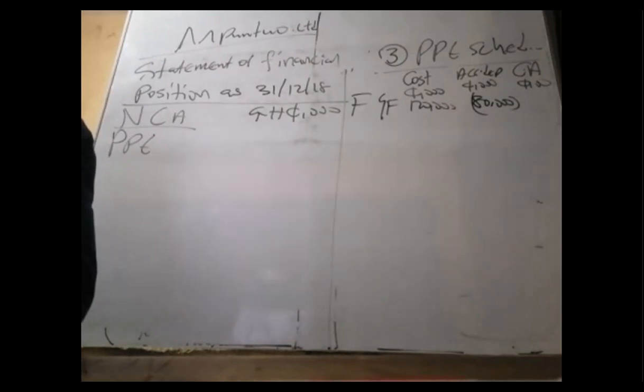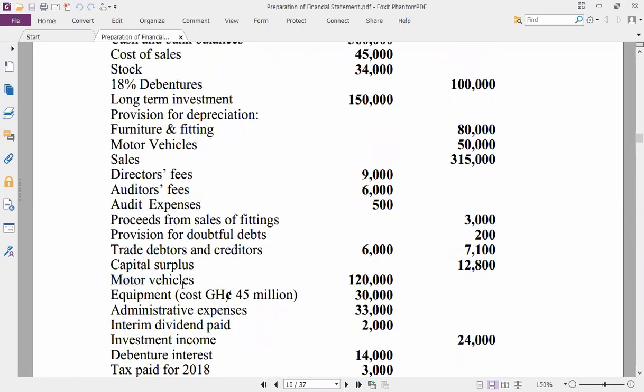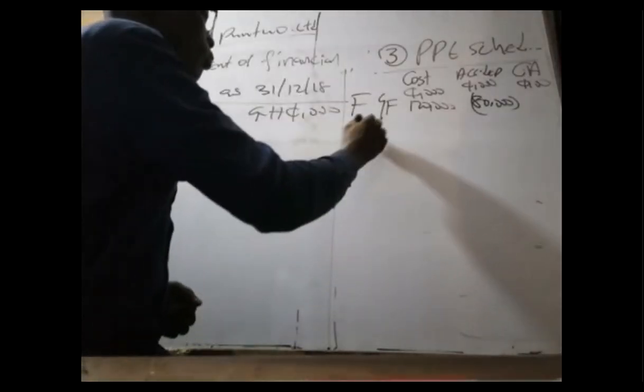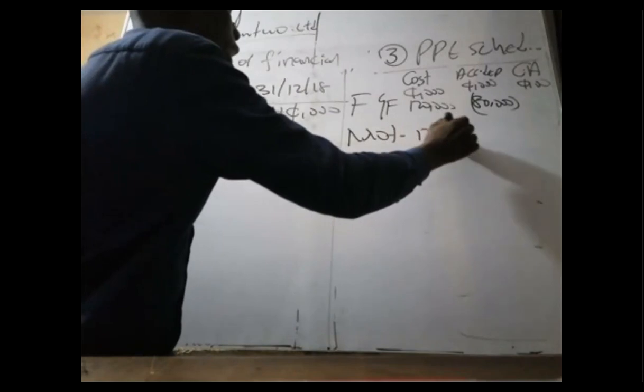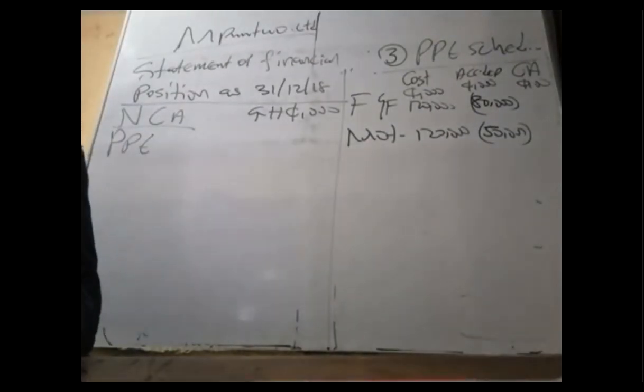Okay, so let's move on quickly. The next item is motor vehicle. Motor vehicle, the cost is here. The cost is 120,000. Agreed. So motor vehicle, the cost is 120,000. Accumulated depreciation is 50,000. Let's go and pick the equipment and then we are almost done. The rest will run.